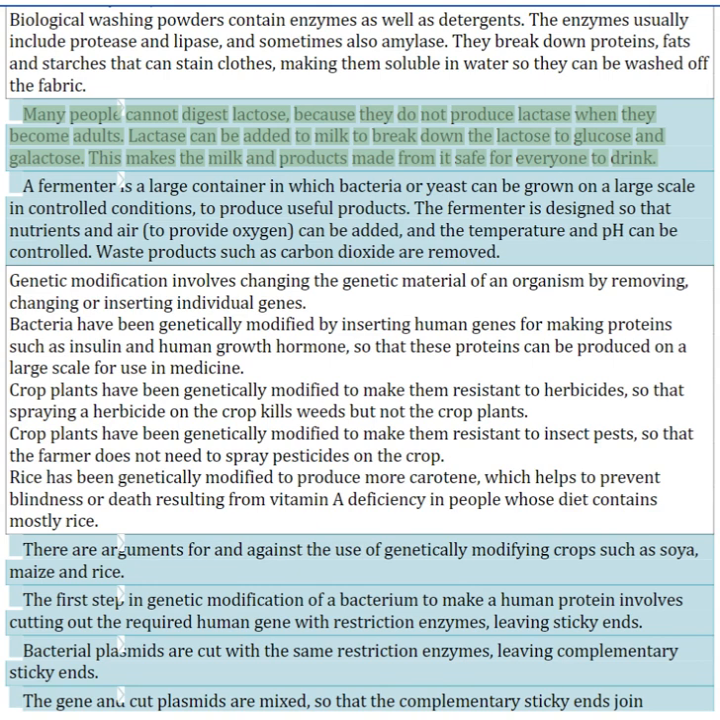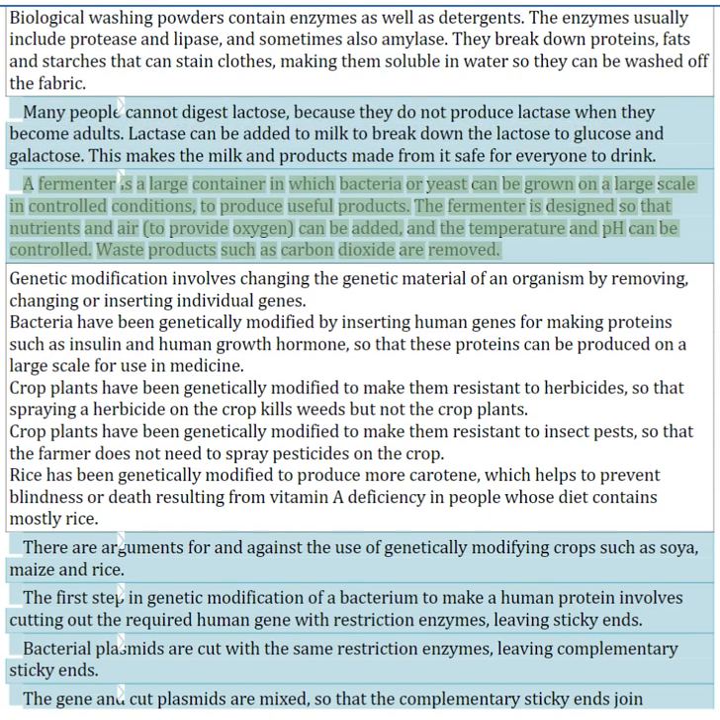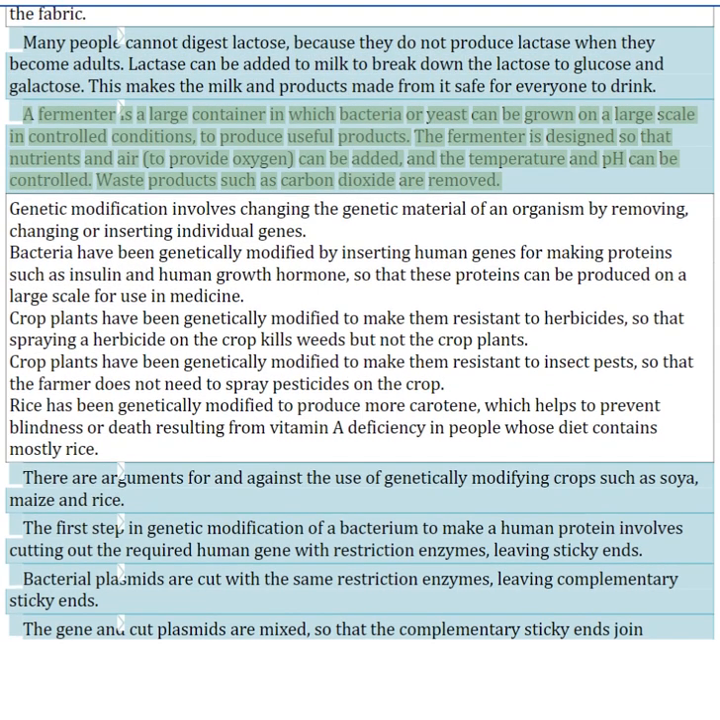Lactase can be added to milk to break down the lactose to glucose and galactose. This makes the milk and products made from it safe for everyone to drink. A fermenter is a large container in which bacteria or yeast can be grown on a large scale in controlled conditions to produce useful products. The fermenter is designed so that nutrients and air can be added and the temperature and pH can be controlled. Waste products such as carbon dioxide are removed.